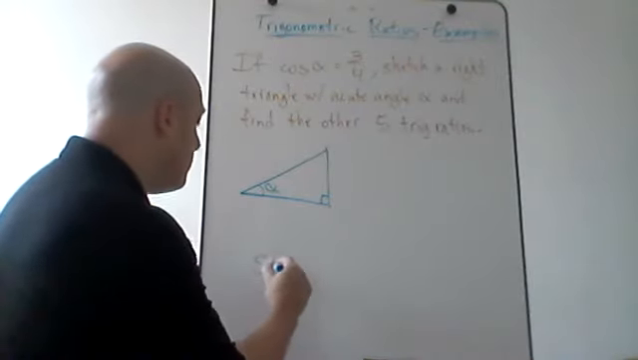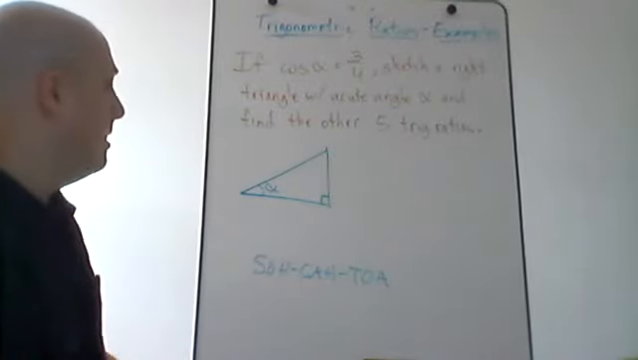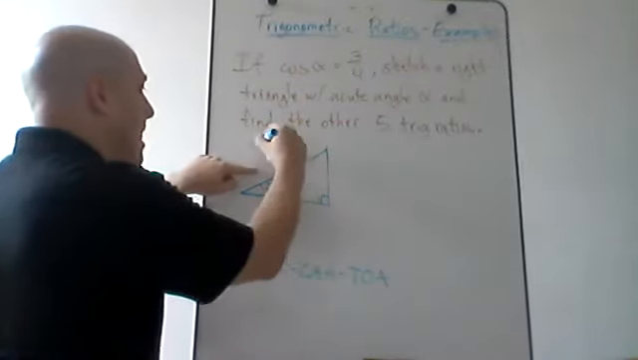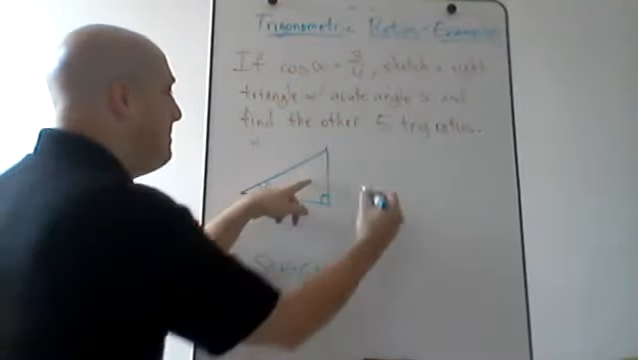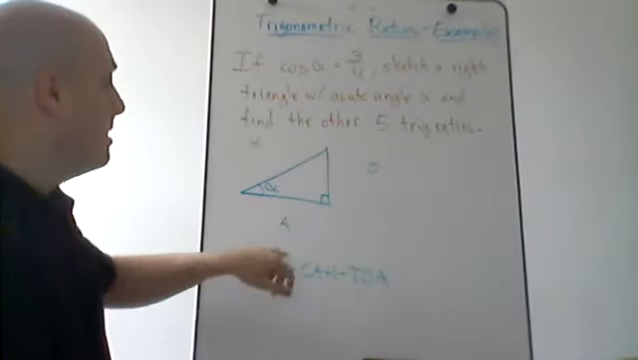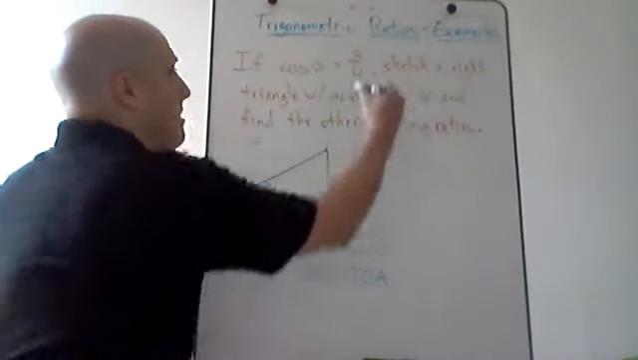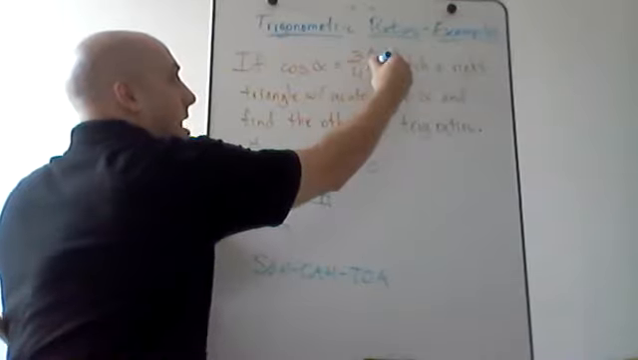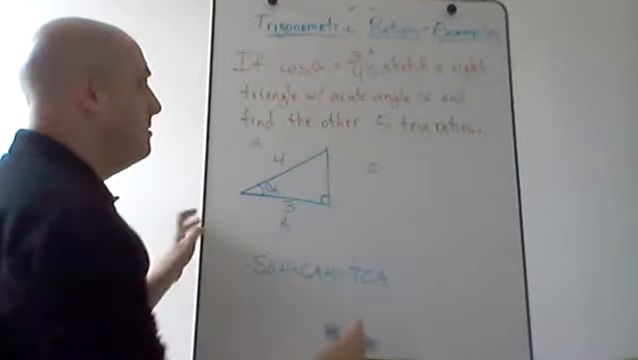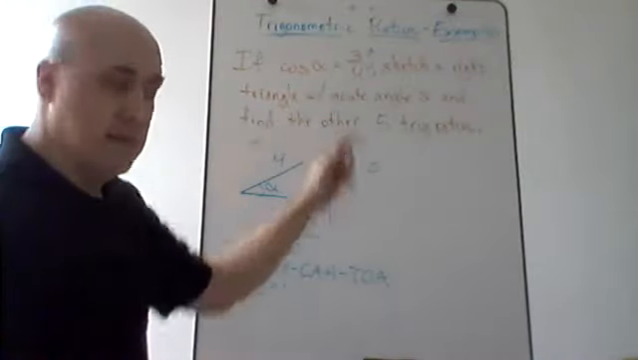So remember our SOH CAH TOA. Cosine is the adjacent side over the hypotenuse. My hypotenuse would be this side over here, across from the right angle. My opposite side would be over here, across from that angle alpha, and my adjacent side would be the one down along here. So if cosine is the adjacent over the hypotenuse, and cosine of alpha equals 3/4, well then 3 is going to be my adjacent side, and 4 is going to be my hypotenuse, because cosine equals 3/4.